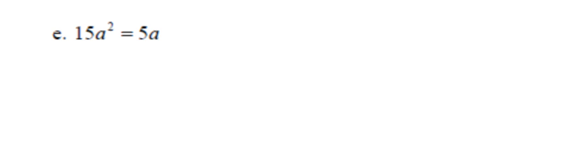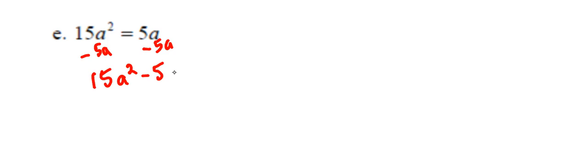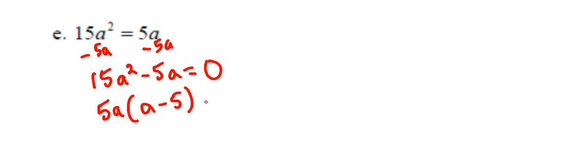You can't solve this one. You can't set these equal to 0 until you subtract 5a from each side. So then we get 15a squared minus 5a equals 0. And we'll factor out a 5a. So 5a times a minus 5 equals 0. Set each factor equal to 0.